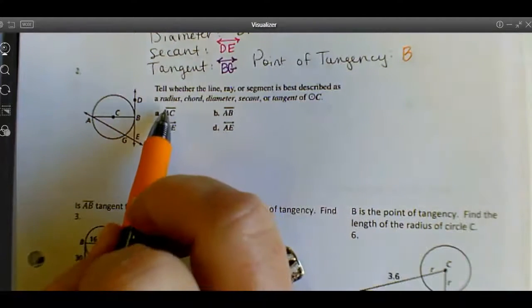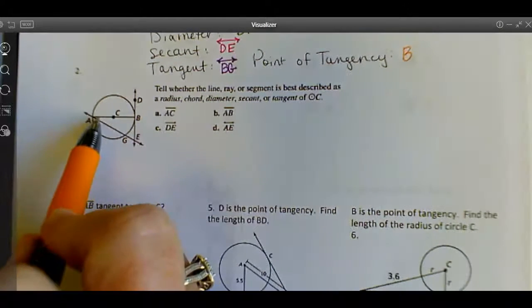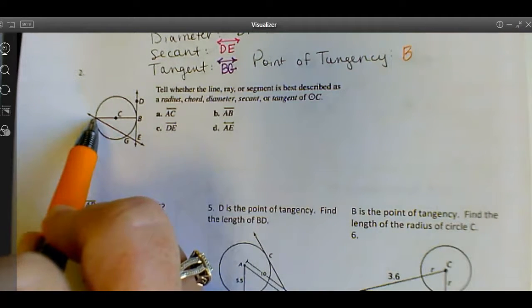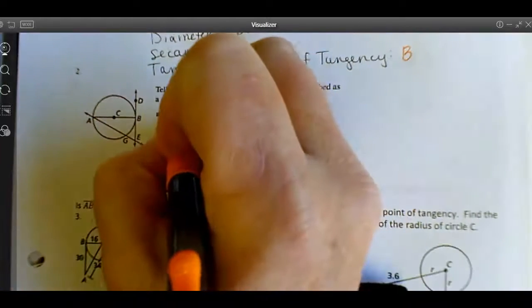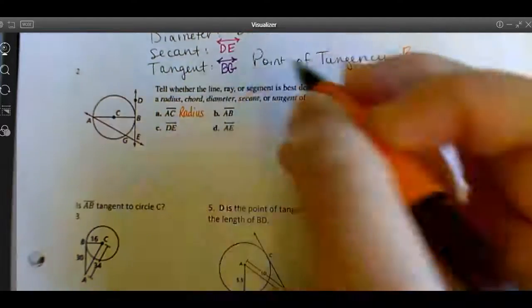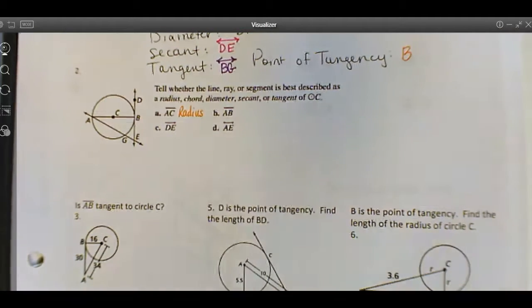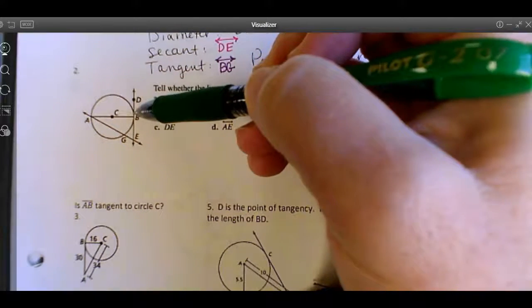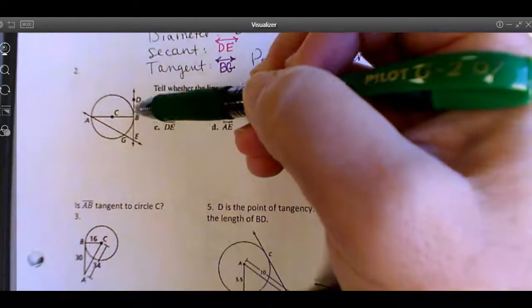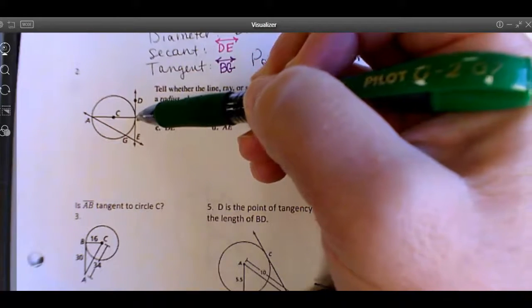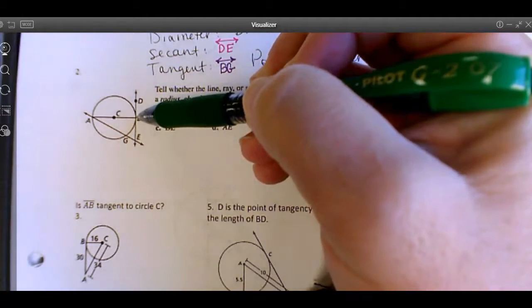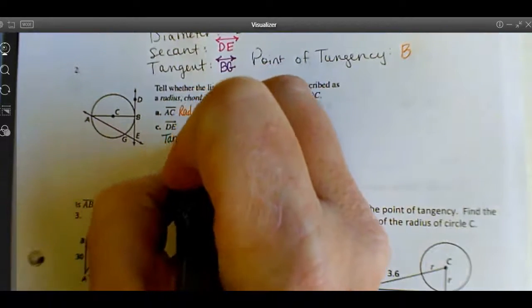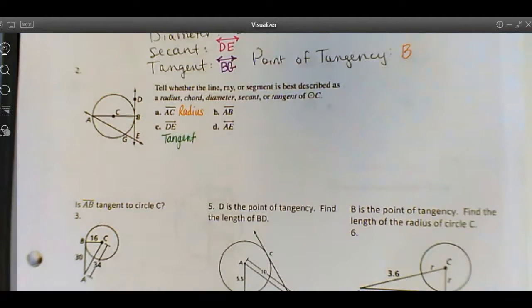Alright, the first one says AC. So we're coming from A to C. That's the center to the outside of the circle. That's called the radius. Okay, the next one says DE. DE, so it's this line right here. Notice that this line only intersects the circle at one point. The line that does that is called a tangent. So this one is called a tangent. If it intersects the circle only at one point, that is a tangent.